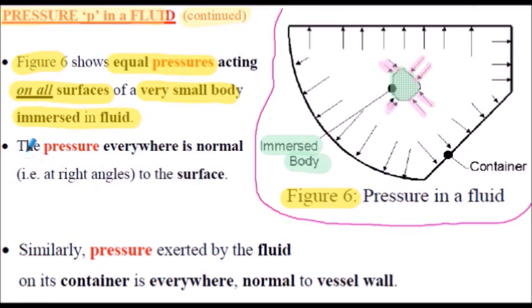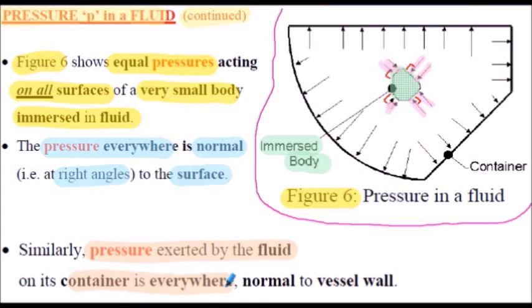And again the pressure everywhere is normal, right angles to the surface. So each of these arrows are at right angles to the surface of the immersed body. And of course that's also true for the pressure exerted by the fluid on the container. Again, everywhere is normal to the vessel wall. And this pressure here is at right angles to the vessel wall. So very important characteristics to be aware of when analysing later fluid mechanics problems.